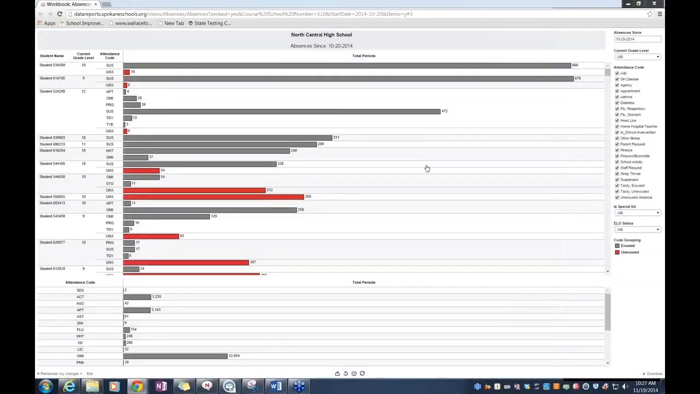Here, this is in demo mode, so you're not going to see any student names, and it's going to load a little bit slower. But you're going to see students down the left-hand side, what grade level, and this is basically taking all of the different absence codes and putting them out there for a kid with a total picture of how many absences they have and why.